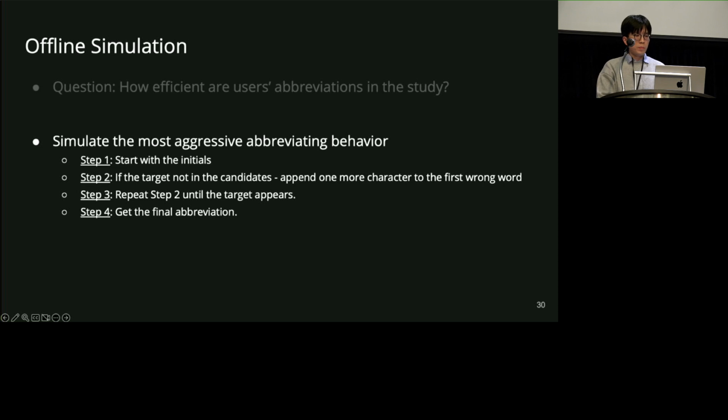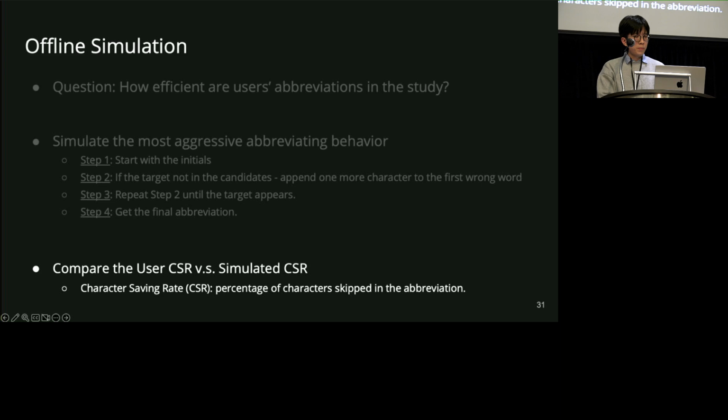The simulation strategy we used is to simulate the most aggressive behaviors of abbreviating. It always starts with the initial only abbreviation, and if the target phrase is not in the candidates, only 1 more character is appended to the first wrong word in the prediction. This process is repeated until the target phrase appears. In other words, this strategy mimics a lazy user who always prefers minimum input rather than adding more characters than necessary as the safer option.